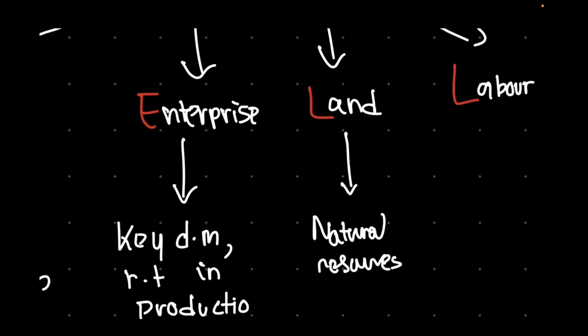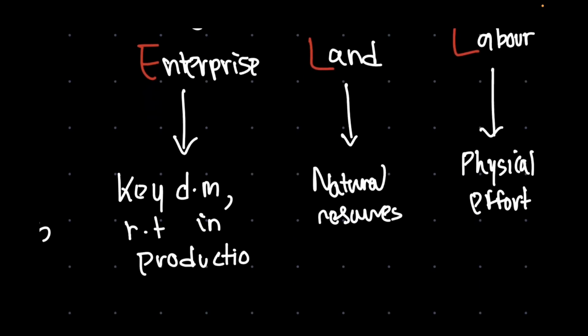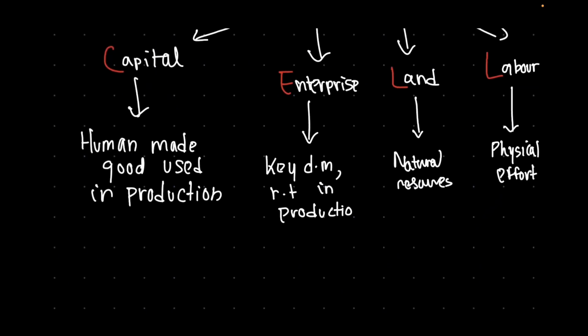Last but not the least, labor. Now labor is physical effort, that is human effort that's put into the process of production. Now examples of labor are basically workers, teachers, engineers, doctors, so on and so forth. Now land, as we said, could be natural resources. Now this could be anything depending on the industry.